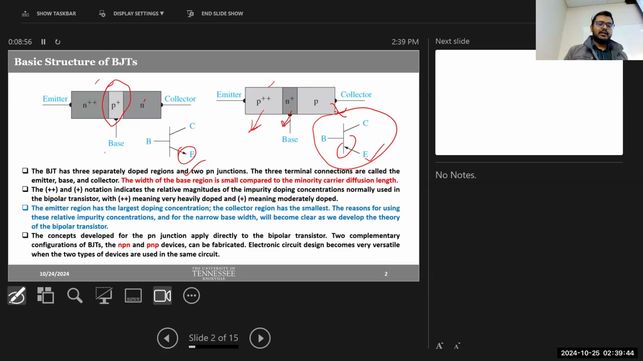Here there is a restriction when we choose the width of the base. It must be less than the minority carrier diffusion length. So are you familiar with the diffusion length term? Have you heard that during the PN junction? Can any one of you tell me what you mean by diffusion length? Forget about the minority carrier for now, just diffusion length. What does that mean?